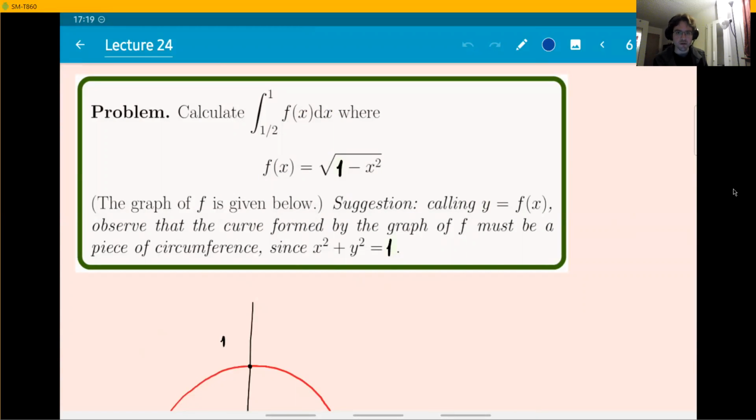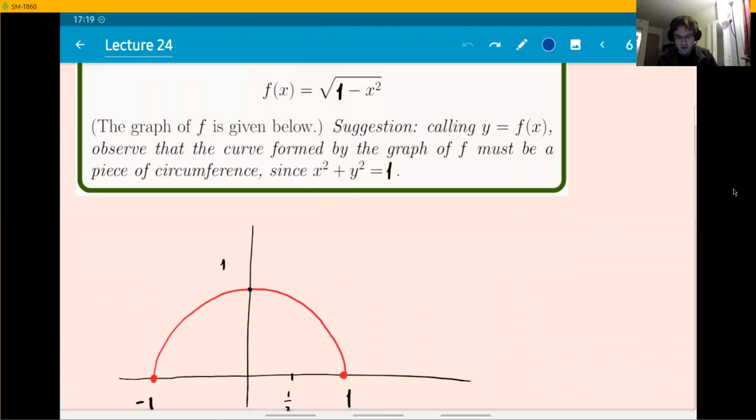So the function that I'm giving you is square root of 1 minus x squared. We want to integrate it between 1/2 and 1. The graph is below. And suggestion, calling y equals f of x, observe that the curve formed by the graph must be a piece of circumference, since y squared plus x squared is equal to 1. That's just a computation that you can do here. If y is f, and then you compute y squared.